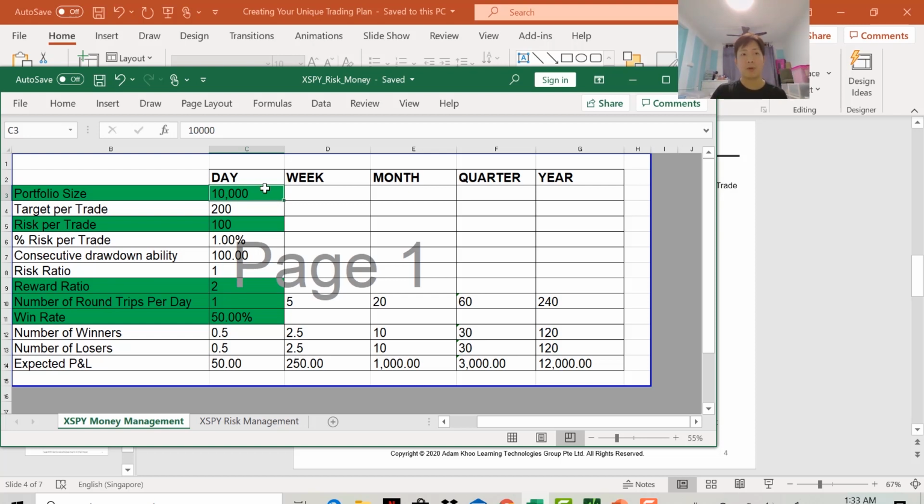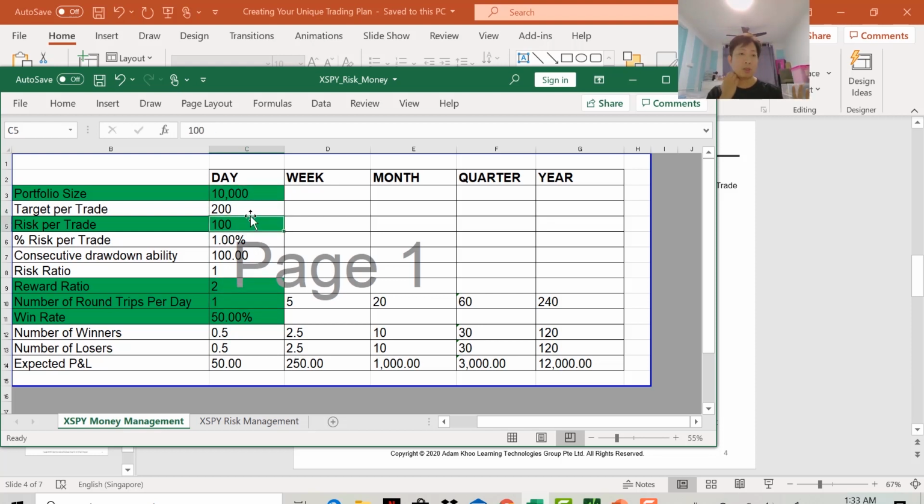Okay, so let's say I start off with a portfolio size of $10,000. You're advised to risk around 1% per trade, which on a $10,000 account is about $100. My advice is not to go beyond 2%, especially if you are a new trader. 2% would be $200, but conservatively you should be risking 1% per trade. You can only change the parameters in green here.